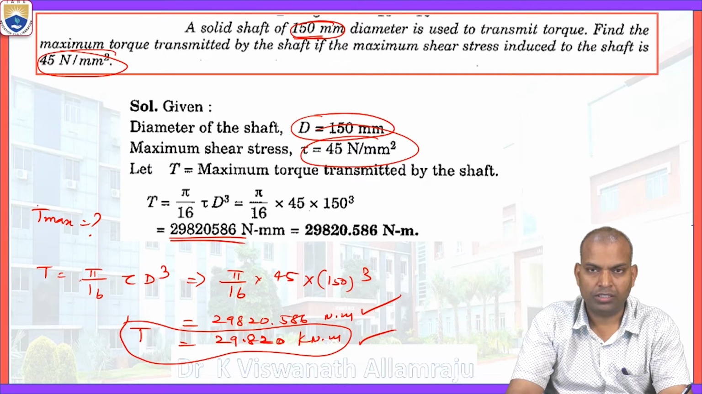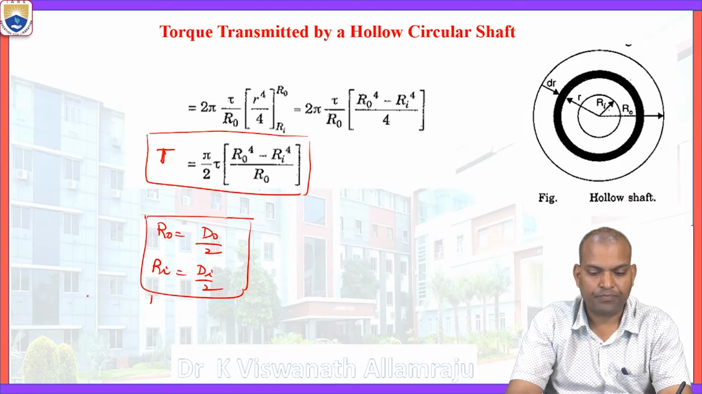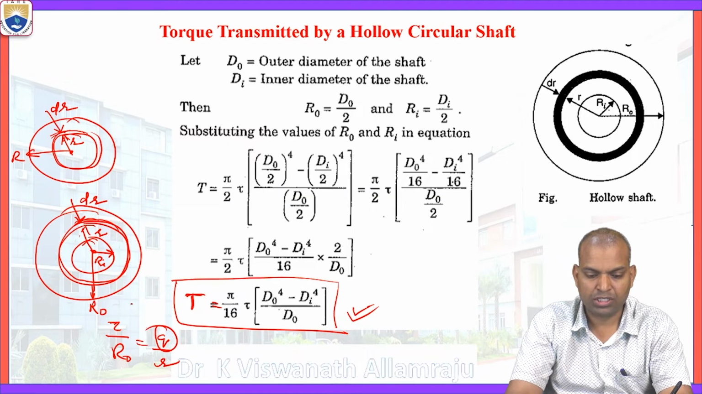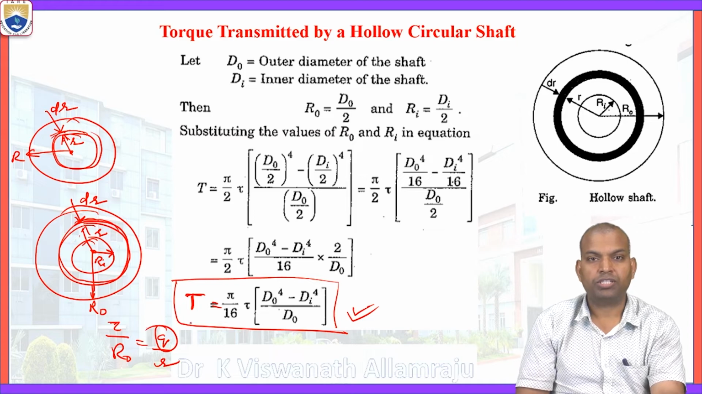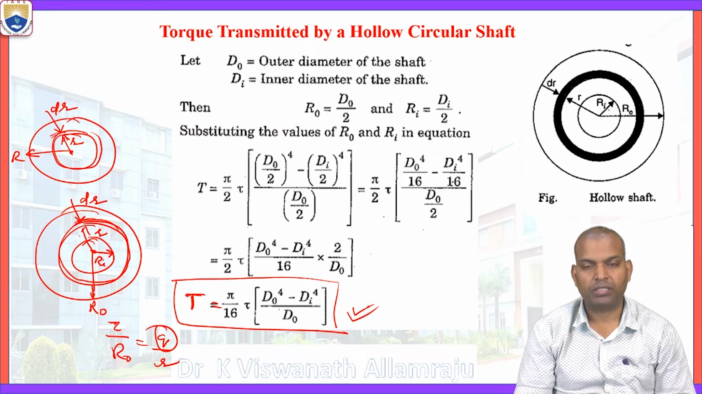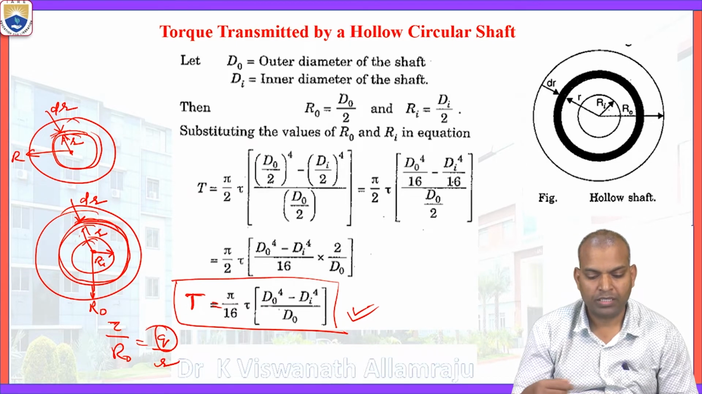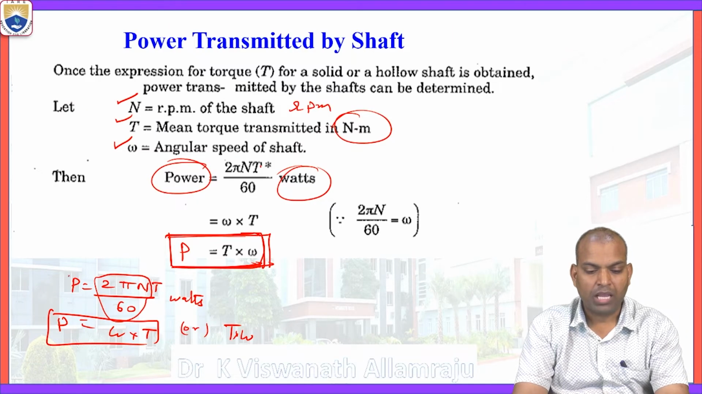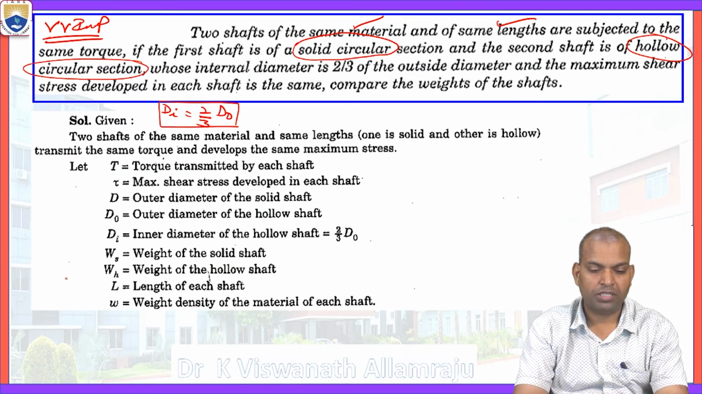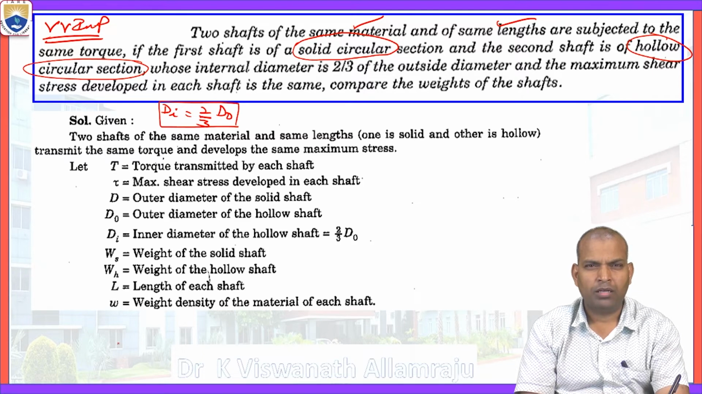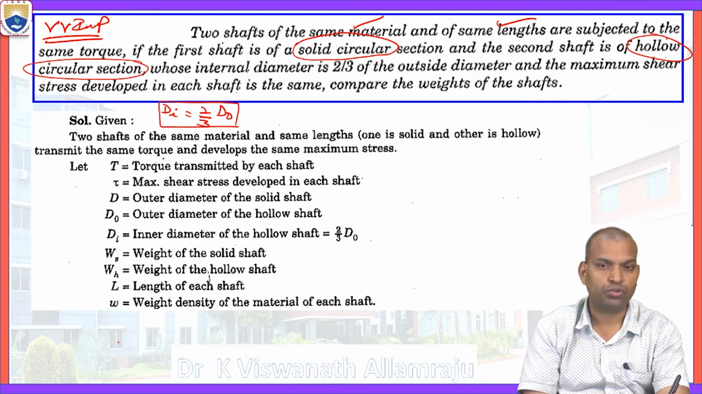Okay, now we have solved in these problems, we have derived for a hollow circular shaft. What is the torque transmitted by a hollow circular shaft? That is T equal to pi by 16 times tau, d naught power 4 minus di power 4, by outer side diameter d naught. And one more thing, in the previous sessions we have covered the torque transmitted by a solid circular shaft. That is T equal to pi by 16 times tau d cube.